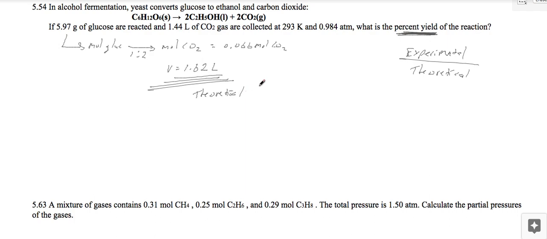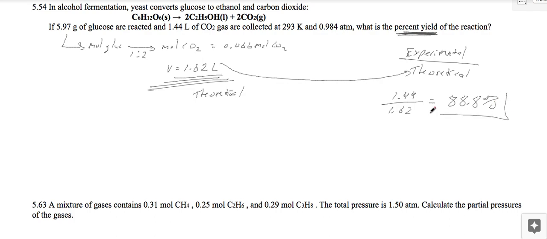Anything you calculate is going to be the theoretical. This is what you should get. This is the 100% yield. This is the perfect score. So we're plugging that into the theoretical. We take our 1.44, divide that by 1.62, and we get a value of 88.8%.